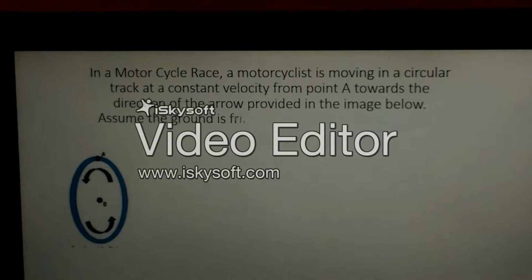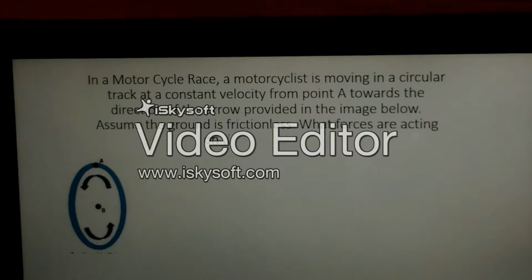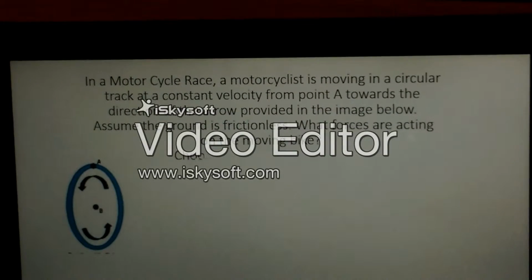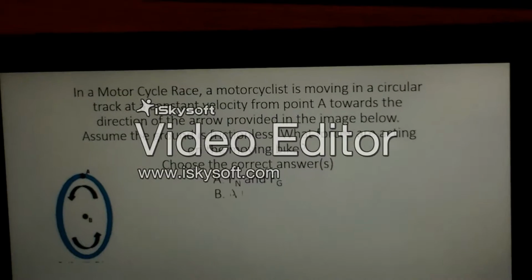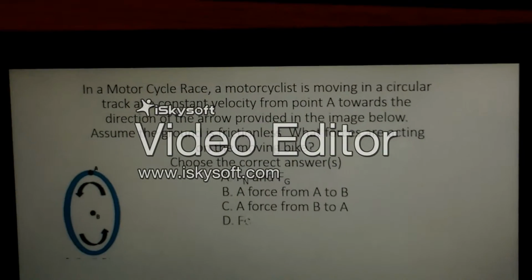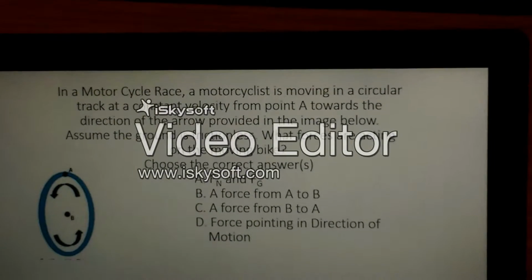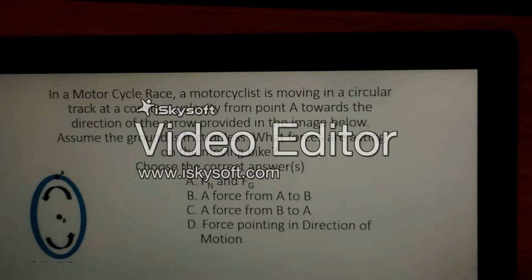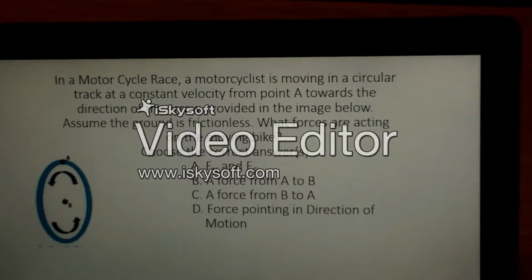Assume the ground is frictionless. What forces are acted on the moving bike? Choose the correct answers. Choice A, Fg and Fn. Choice B, force from A to B. Choice C, force from B to A. Or choice D, force pointing in direction of motion.